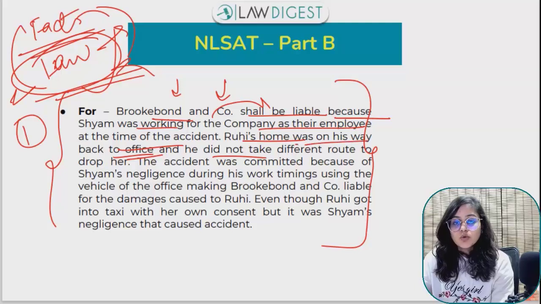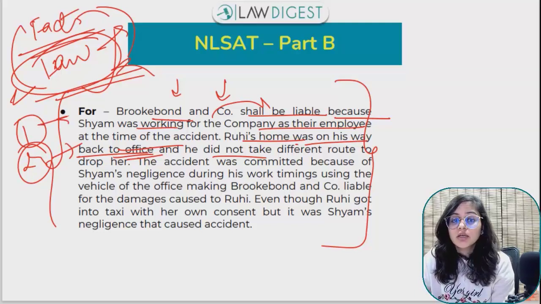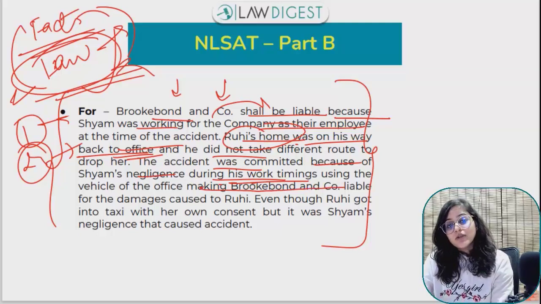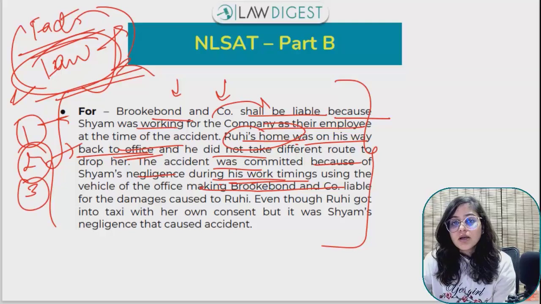While he was going to his office, on his way back to the office, he dropped her. So there was no new route taken. Ruhi's house was on his way back. Then, thirdly, the accident was committed because of Sham's negligence during work timings, using the vehicle of the office of Brookbond and Company. Therefore, the company will be liable for damages because it is the company's vehicle. He's using the vehicle of the company, so the company should be liable.